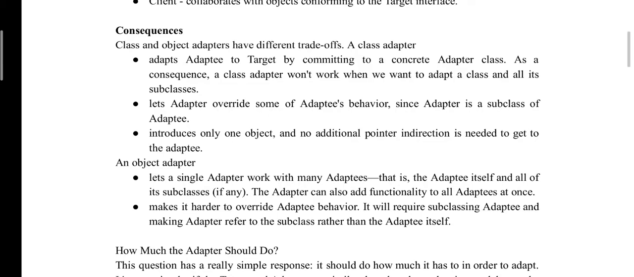The first one is that a class adapter adapts the adaptee to the target by committing to a concrete adapter class. As a consequence, a class adapter won't work when we want to adapt a class and all its subclasses. The next trade-off of the class adapter is that it lets the adapter override some of the adaptee's behavior, since the adapter is a subclass of the adaptee.